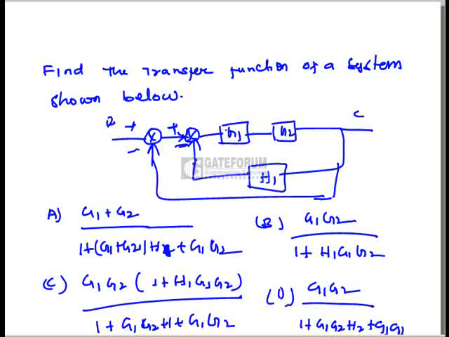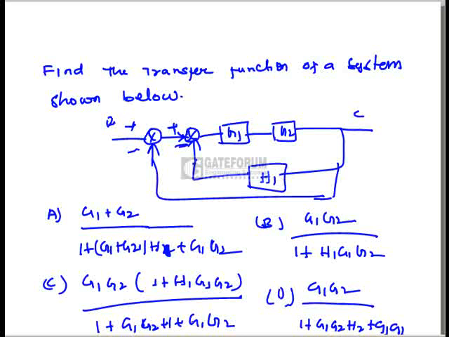Only two cascade elements are there in the forward path, and two parallel elements are there in the feedback path. So that's why this is a very simple method. So we will try to simplify this with the help of block diagram reduction techniques only, right?